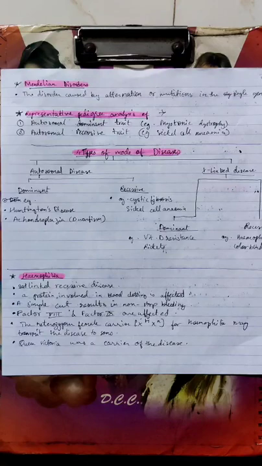Autosomal dominant diseases do not skip generations. Affected parents can have unaffected children. Example, Huntington disease, achondroplasia, dwarfism. Recessive diseases skip generations. Unaffected parents can have affected children. Example, cystic fibrosis, sickle cell anemia.